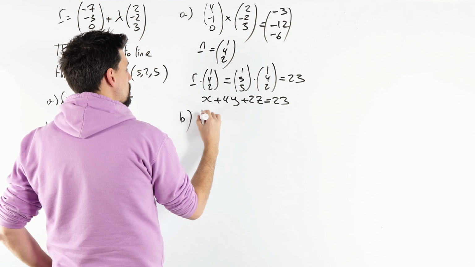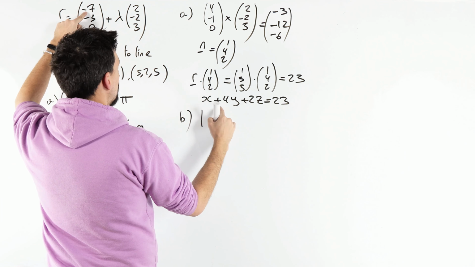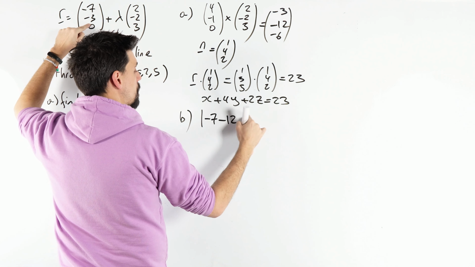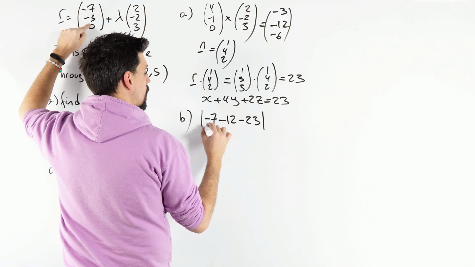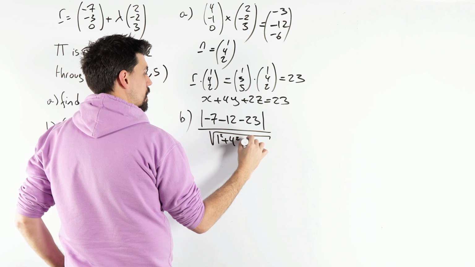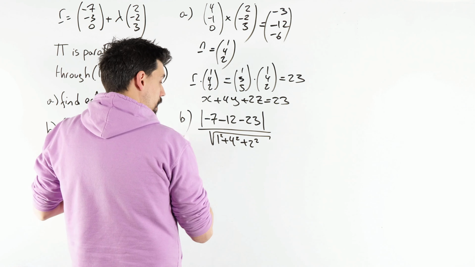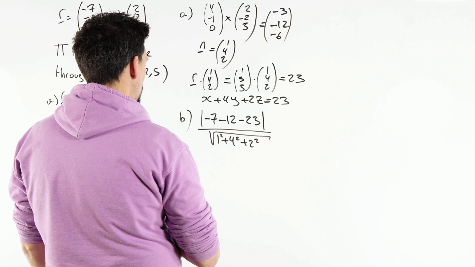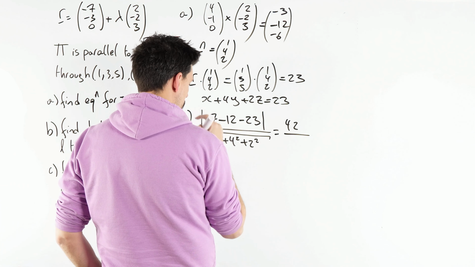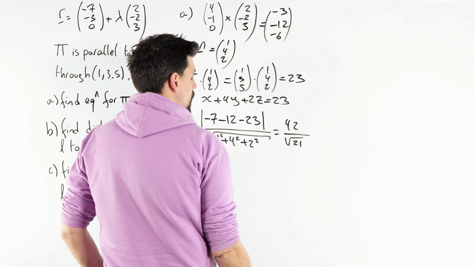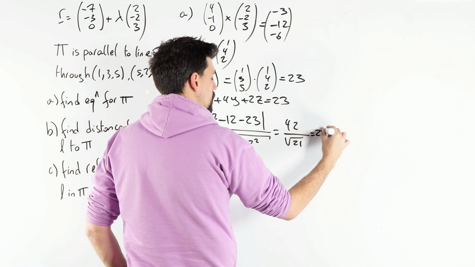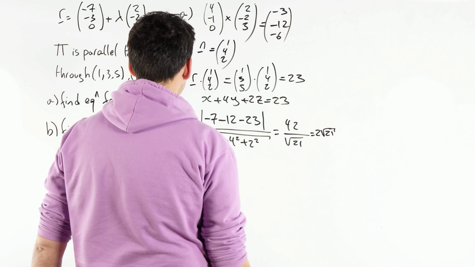How do we do that? That is mod. We're going to plug in these things, so minus 7, minus 12, minus 23 over square root of 1 squared plus 4 squared plus 2 squared. So what's that? It's 42 over root 21. Fair enough. 2 root 21. Does that feel okay? Hopefully that's okay.